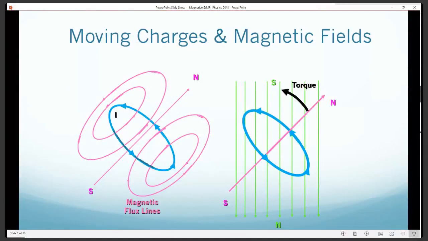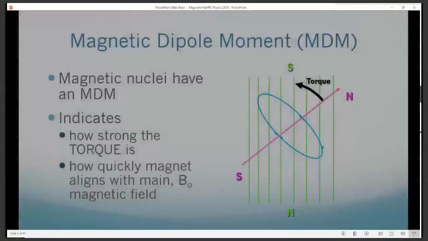So these moving charges produce a magnetic field, and the magnetic field is characterized typically by magnetic moment. You can see that's a vector here that's extending from north to south. And when you put a current loop that's producing a magnetic field in an external magnetic field, the magnetic field produced by the current loop will tend to align with the external magnetic field. It will experience a torque, and the north pole of the magnetic field produced by the current loop will tend to align with the south pole of the applied magnetic field.